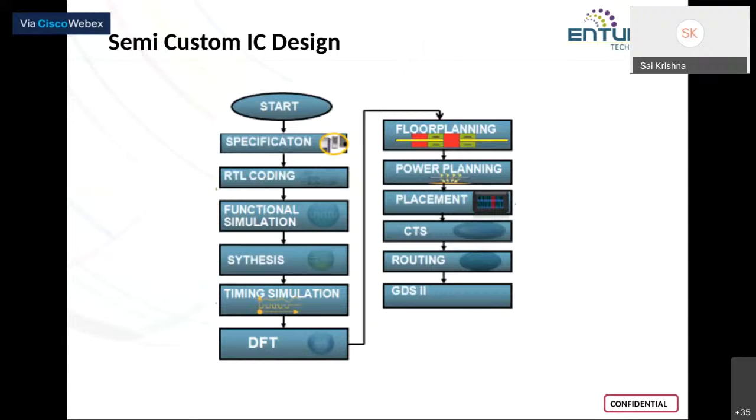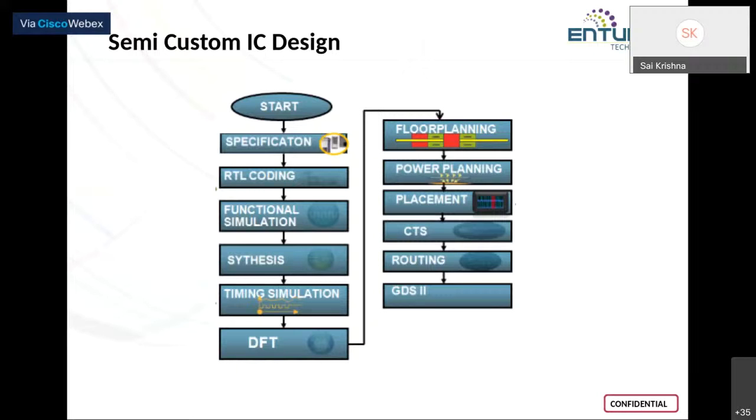Here in the semi-custom IC flow, physical design is a 5-stage process. It starts with floor plan and continues with power plan, placement, CTS, and routing.